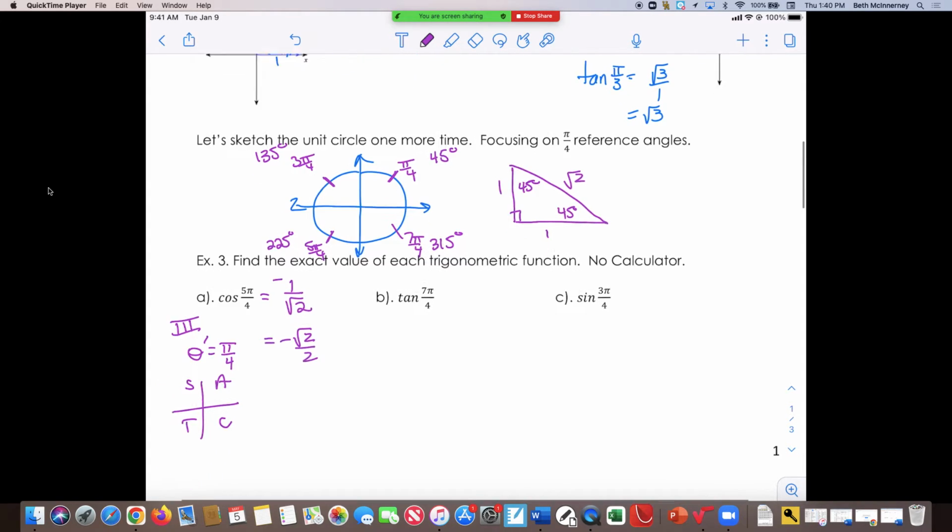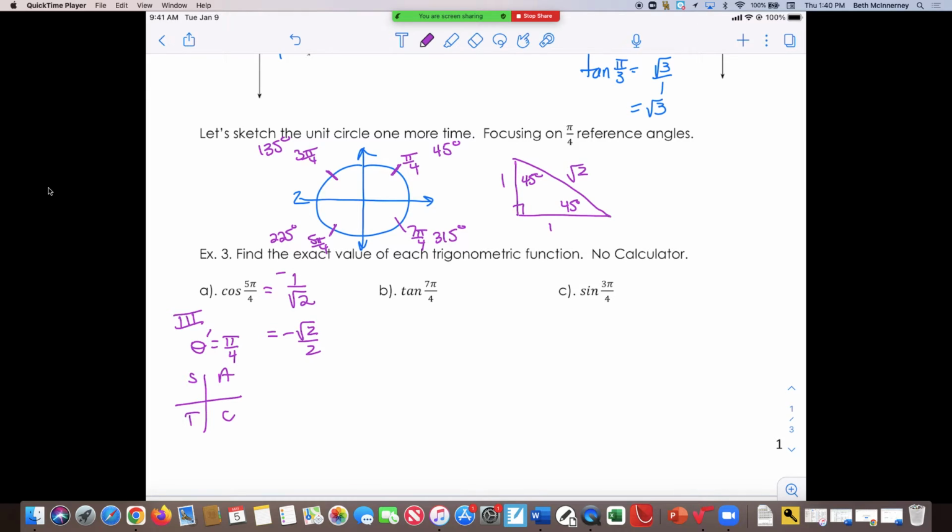All right, try B and C. See if you can come up with those two. Figure out what quadrant you are in. This is a 45 reference angle. And then you're doing TOA. And is it positive or negative in that quadrant?